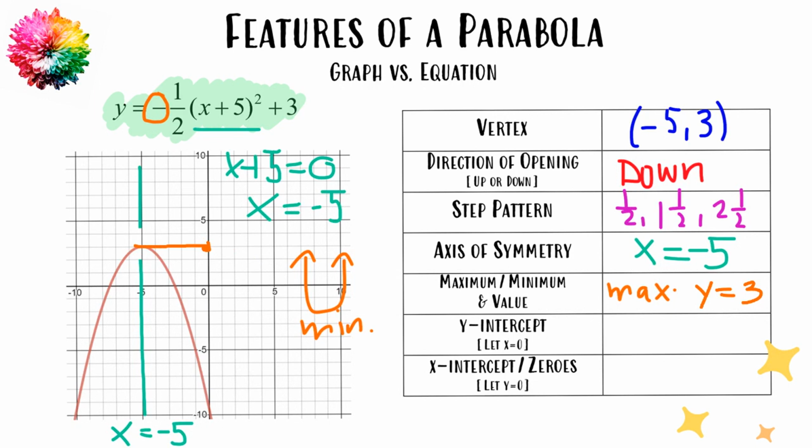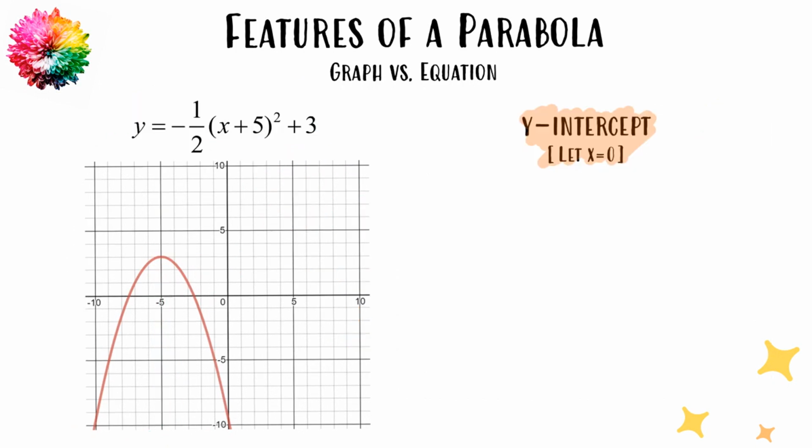How do we figure out the maximum value from an equation? Very easy. It's this number over here. So if you're trying to figure out if it's a max or min, you look at the sign. A negative means it's going to be a maximum. Where does it occur? It occurs at this number, y is equal to positive 3.